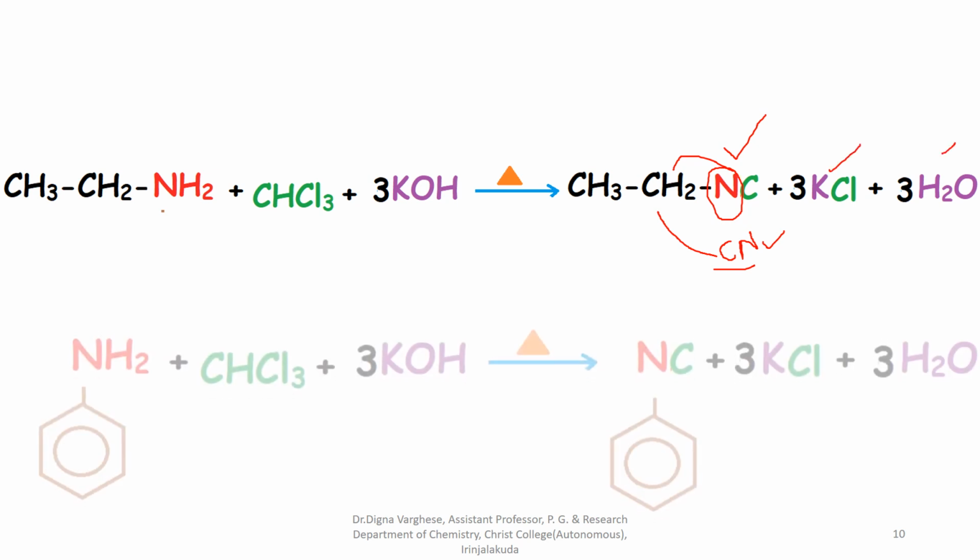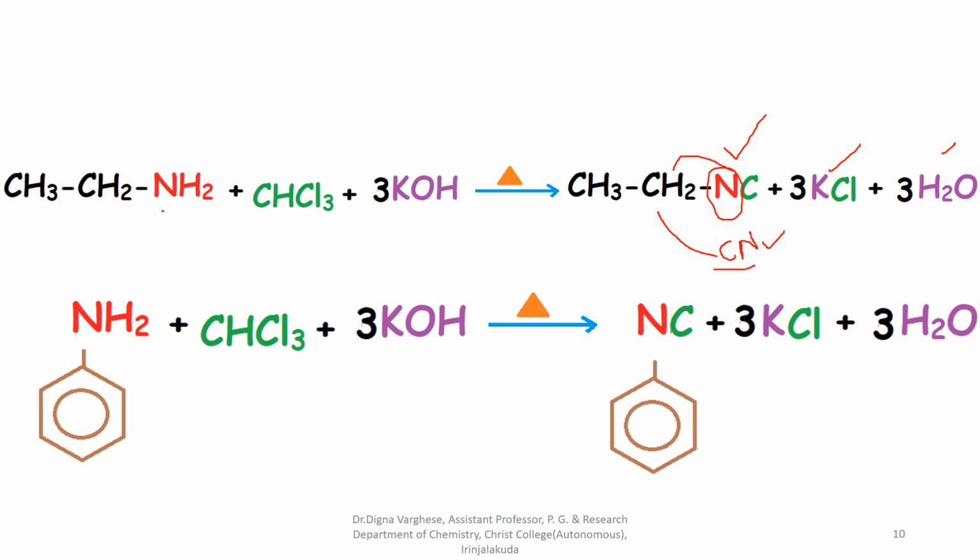And in the second reaction, you can see here aniline reacts with chloroform in alcoholic solution of potassium hydroxide. On heating, we will get phenyl isocyanide or phenyl carbylamine with potassium chloride and water. So this gives a characteristic foul smell. So this is an important reaction used in the lab as a test for primary amines.